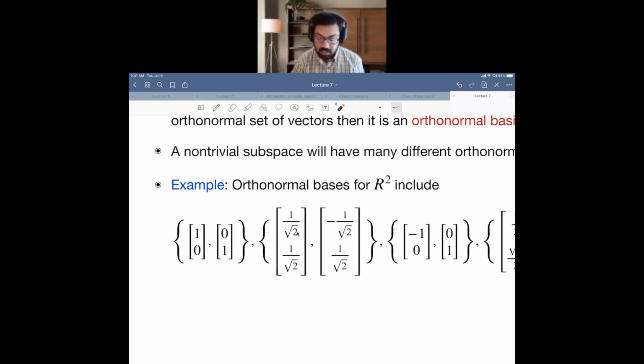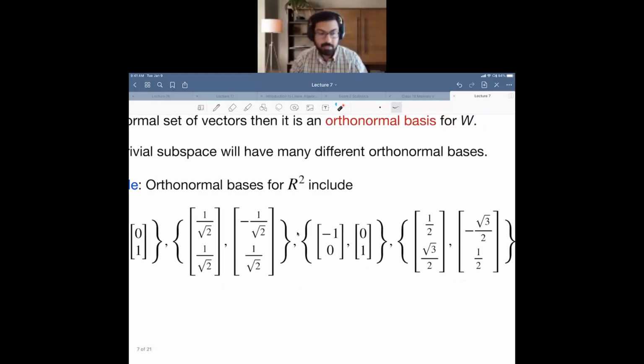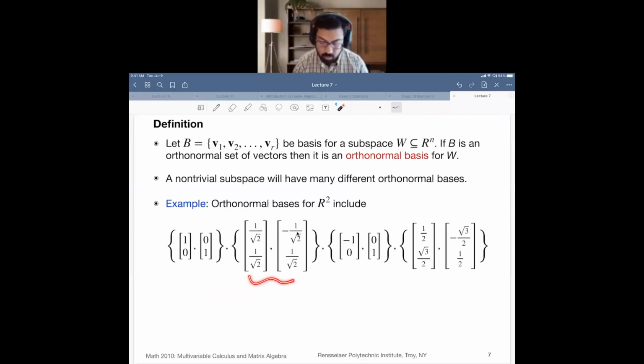And as you keep rotating, you will get many, many different orthonormal bases, which means that you will be able to span all of R squared using some linear combination of these vectors, or these vectors, or these vectors, and there'll be many more, right? So for example, over here, this is a rotated version. This is also a rotated version. What are we getting here? 1 divided by square root 2, 1 divided by square root 2. That vector is rotated by 45 degrees, right? If you take this vector and turn it 45 degrees, you get this vector. Another orthonormal set.